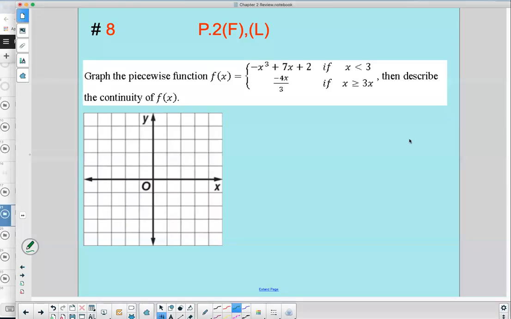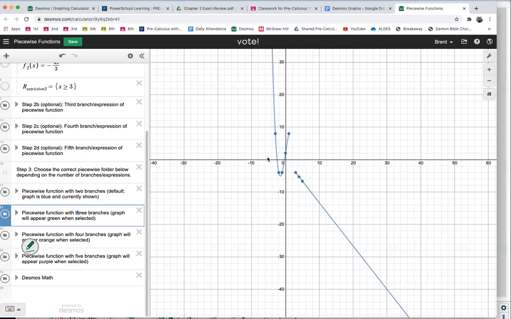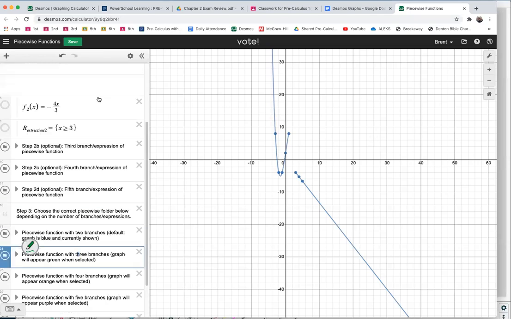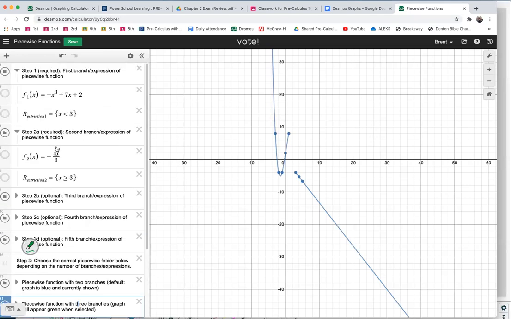It said graph, then describe the continuity. Okay, well, for the sake of time, I'm not going to graph it. Here's your picture. That's what it looks like. Tell me, is that a continuous graph or is that graph broken? It's broken. What type of break do we have in this problem? A jump point. We have a jump. Very good. There is a jump in this graph. And I'm going to look to see if there's any other breaks. I don't see any other types of breaks.